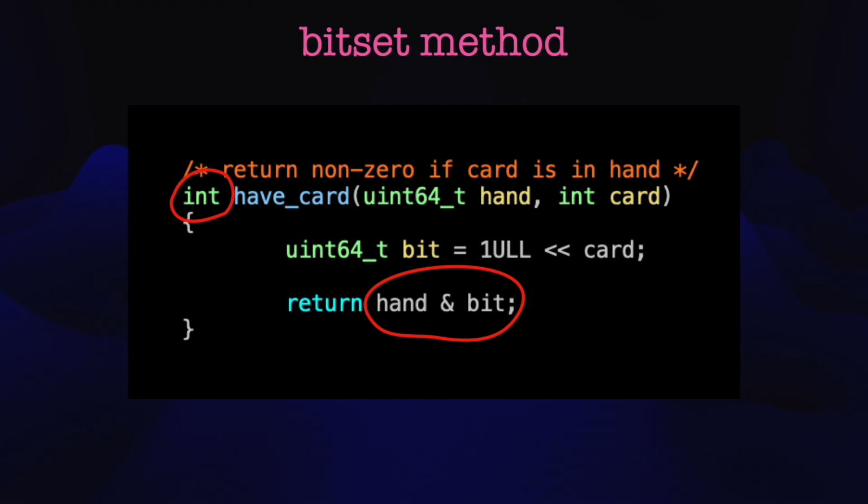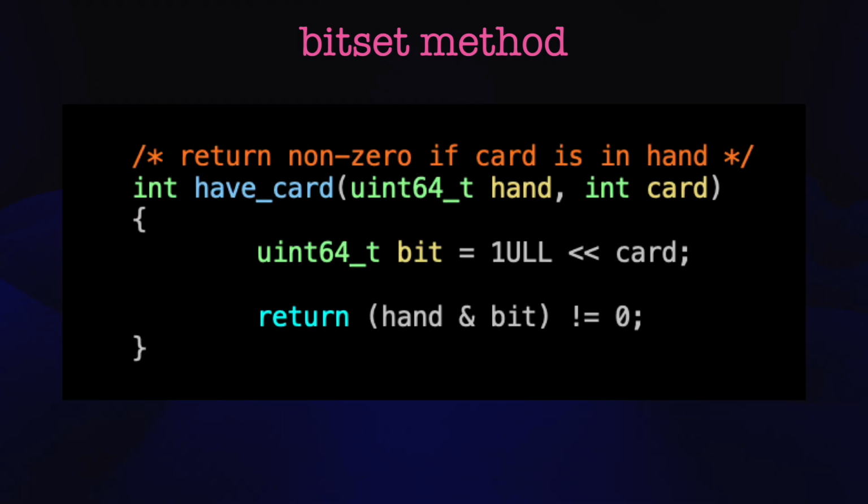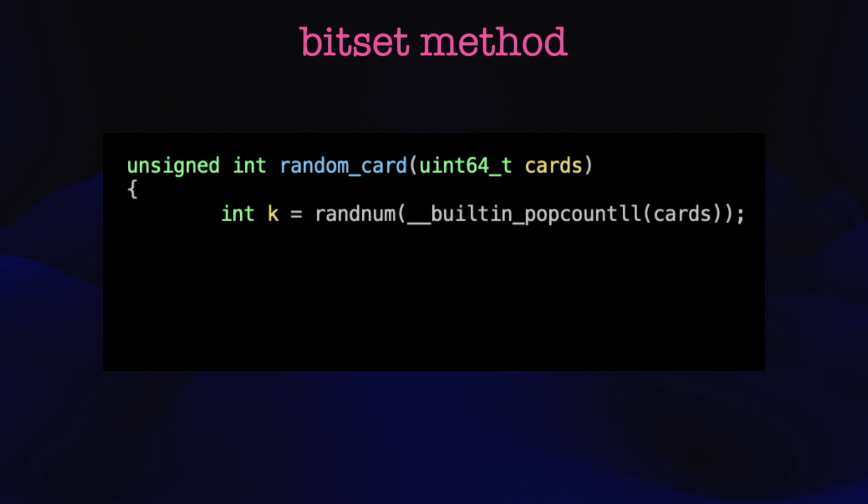So congratulations if you found the bug. Here's the correct code. It explicitly compares the value to 0. Now the function returns 1 or 0. Now back to the main problem. Let's write some code to draw a random card from a deck. We'll use the POPCNT intrinsic to count the cards, and then, as before, generate a random number between 0 and that count. Call that number k.